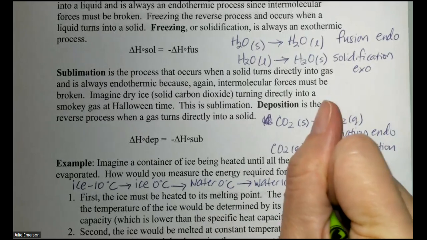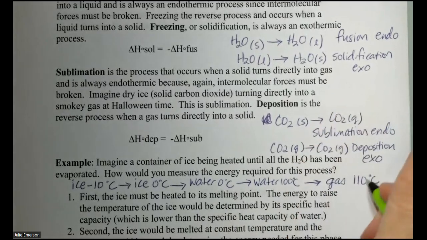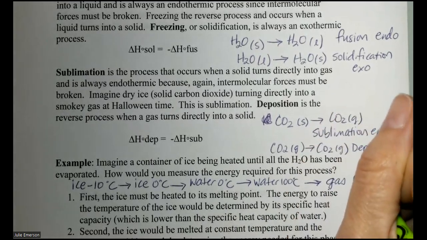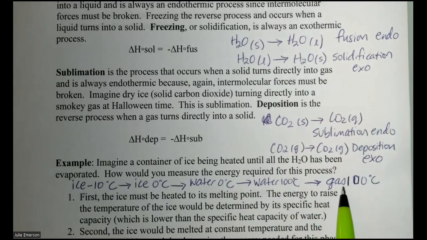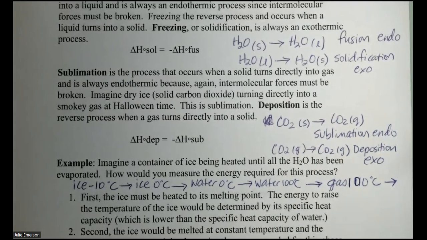Then I'm going to have to draw another arrow, taking it to the gas at 100 degrees Celsius. That would be my heat of vaporization. So that's a delta H of vaporization problem because I'm changing the phase. And then after that, I can keep heating it if I want to and use an MCAT formula.